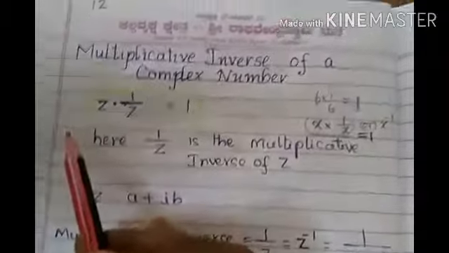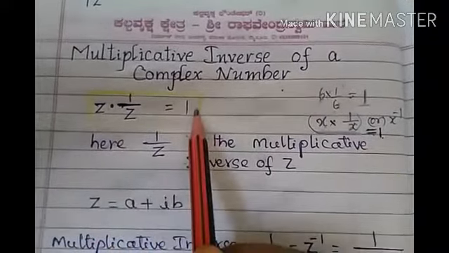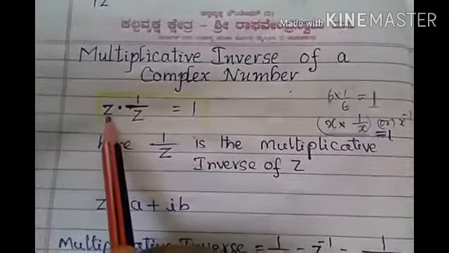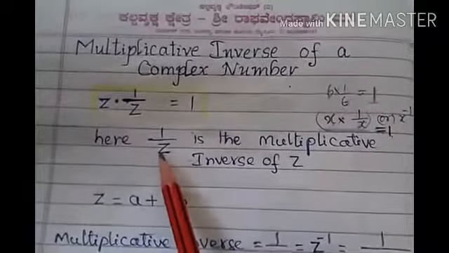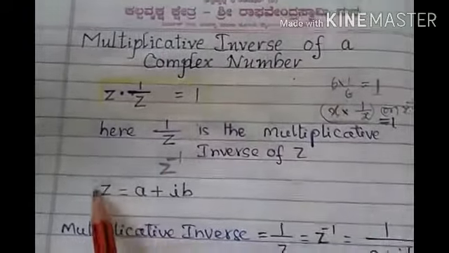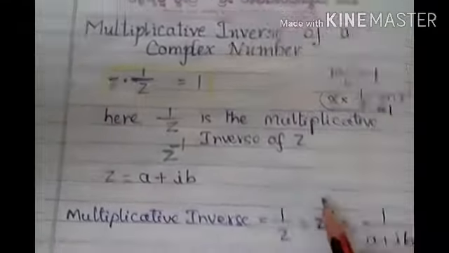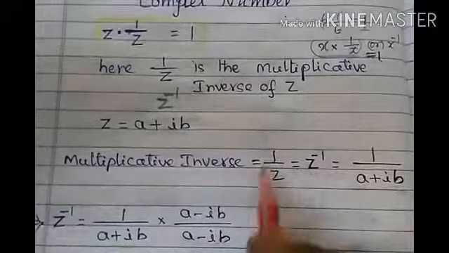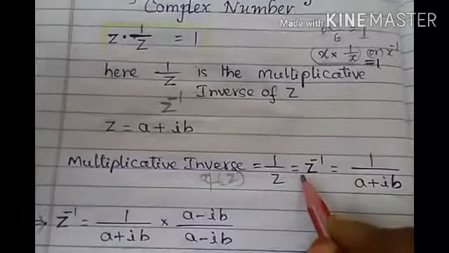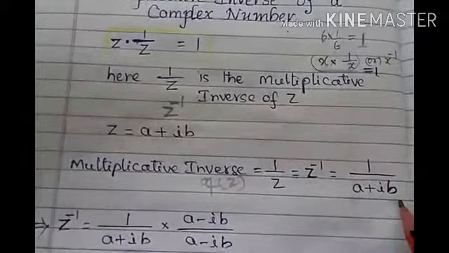Similarly, in the case of a complex number z, if you multiply z with 1 by z, it gives 1. In this case, 1 by z is called the multiplicative inverse of z, and it is denoted as z inverse. Let us take z equal to a plus ib as the complex number. The multiplicative inverse of z is 1 by z, or z inverse, which is equal to 1 by a plus ib.